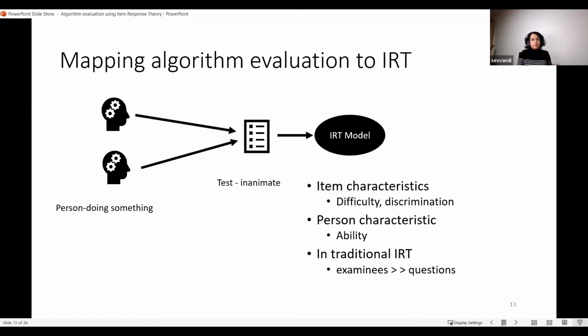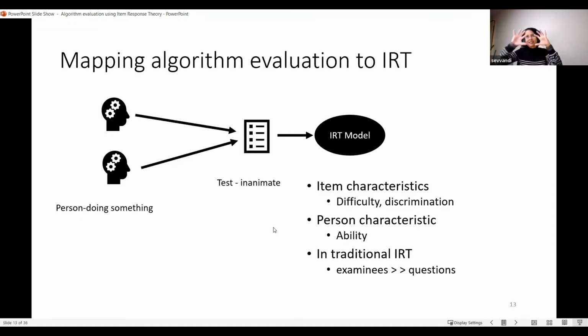So when we are mapping algorithm evaluation to IRT, how are we going to map? Because the original setup is a person doing a test. You have this person doing something, and then you have this test, which is an inanimate object, and then you fit the IRT model. And then you get the item characteristics, that is, items are questions in the test, which are difficulty and discrimination, and then you get the ability of the people. And in traditional IRT, you have a lot more examinees than you have questions.